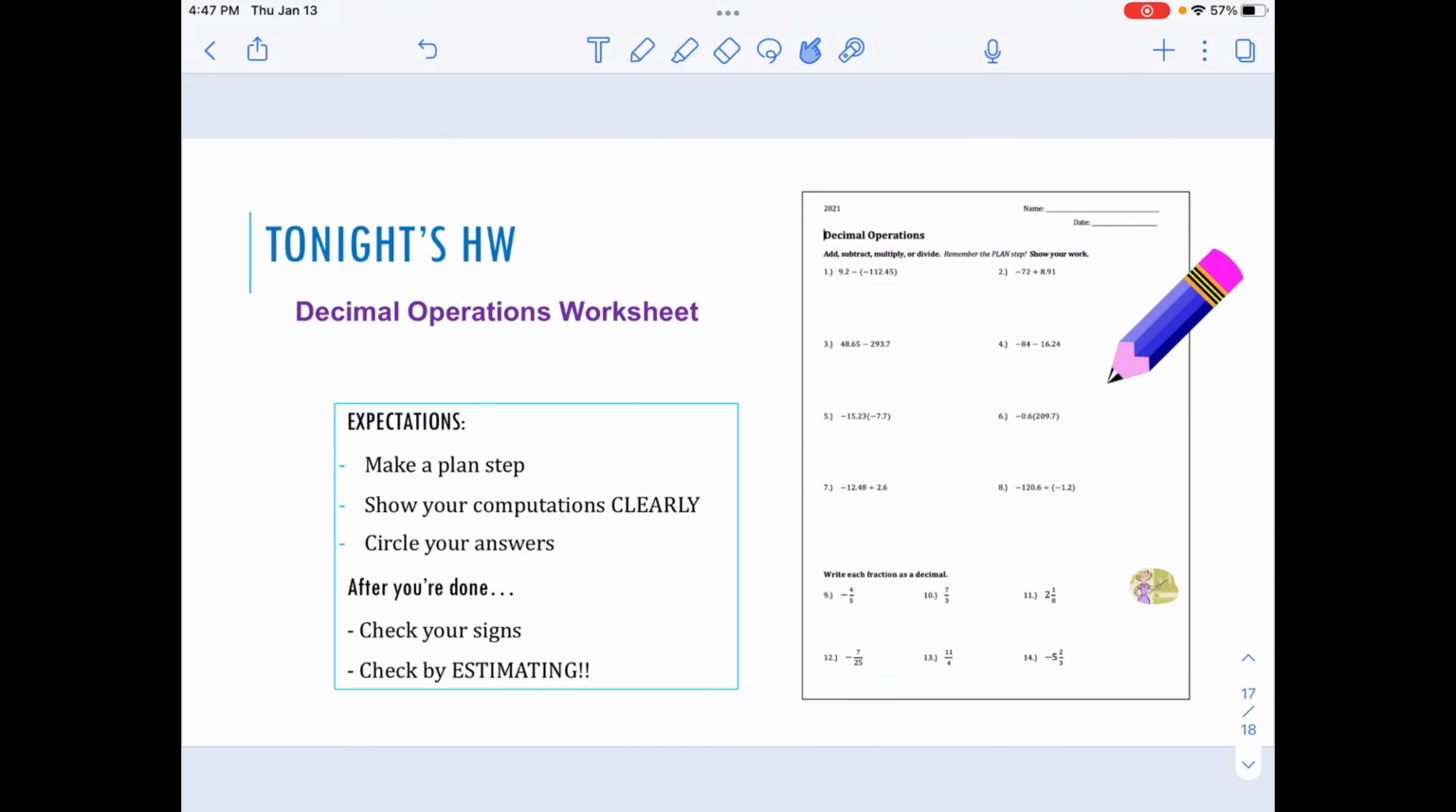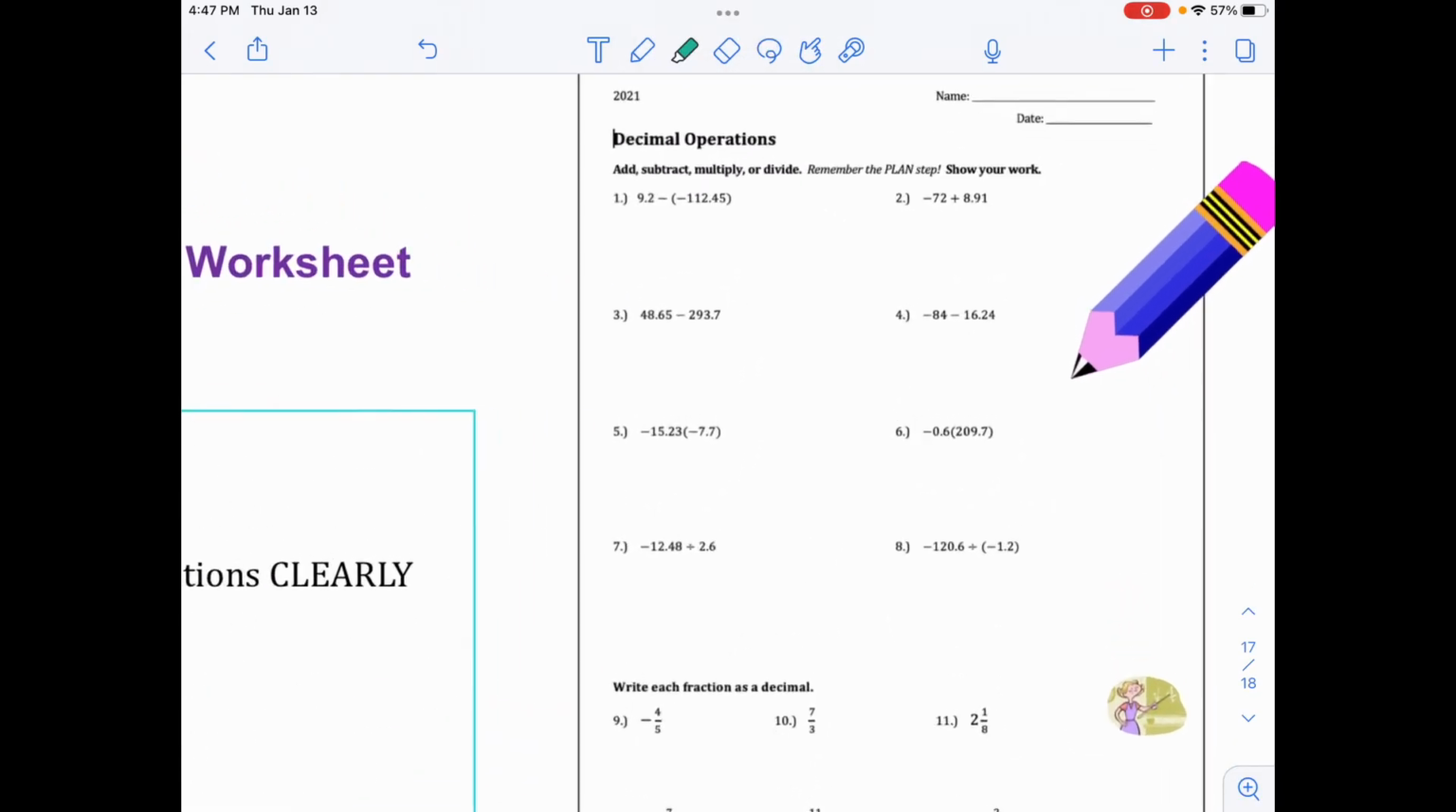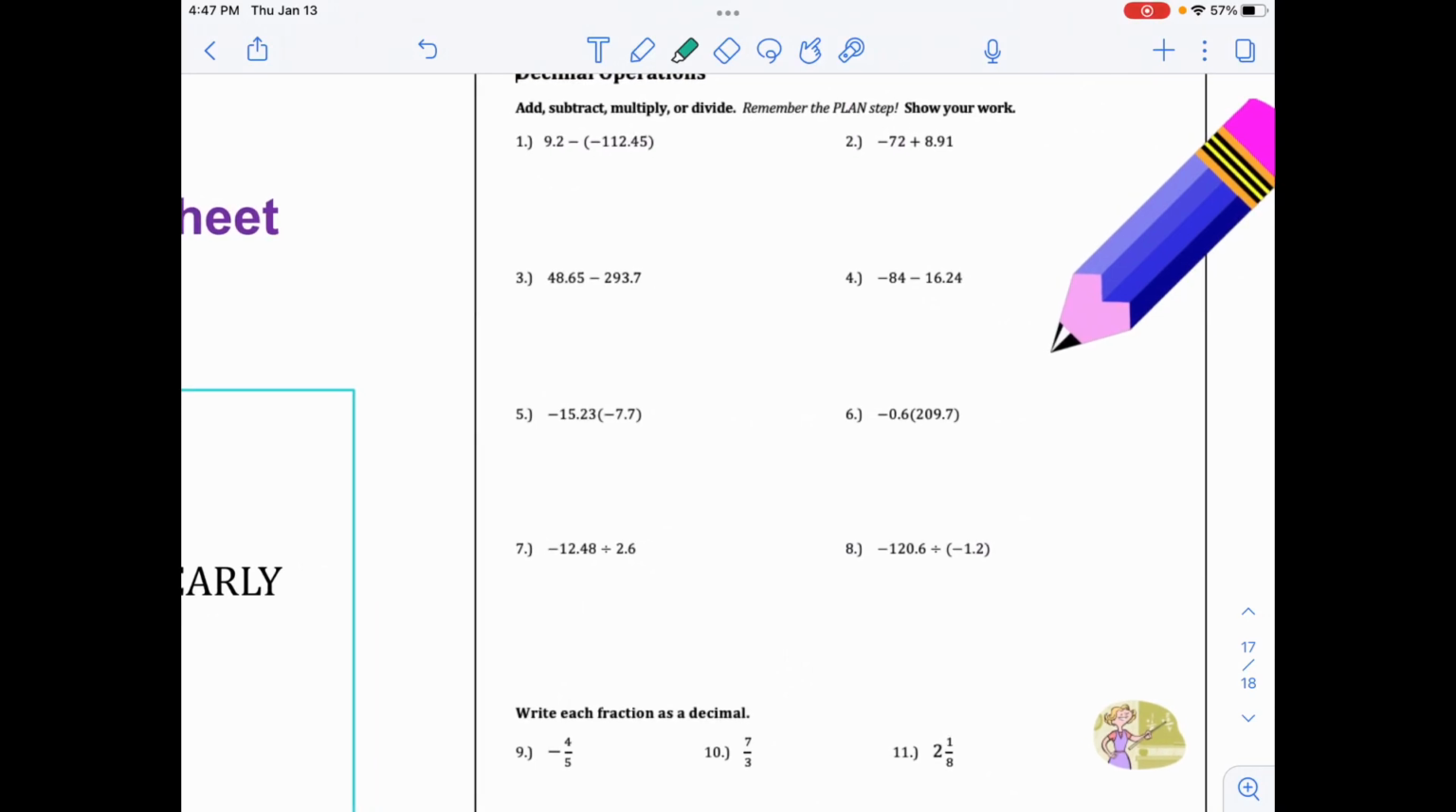So you guys can move on to tonight's homework. Tonight you have a decimal operations worksheet. Please make sure that you are applying those plan steps. Now, as I zoom in on the first page of the homework, you're going to notice there's mixed operations. Some of the problems require you to add or subtract. Some of the problems require you to multiply or divide.